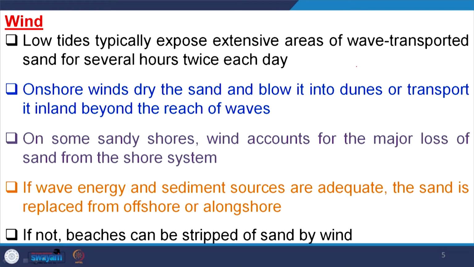So, onshore winds dry the sand and blow it onto dunes or transport it inland beyond the reach of the waves. Whenever you go to a coast, you will find there are dunes, and those dunes are far beyond the reach of the waves. These dunes are formed by wind action, and the sediment is supplied by this type of shore, and on some sandy shores wind accounts for the major loss of sand from the shore system.